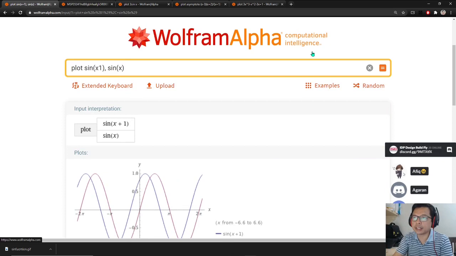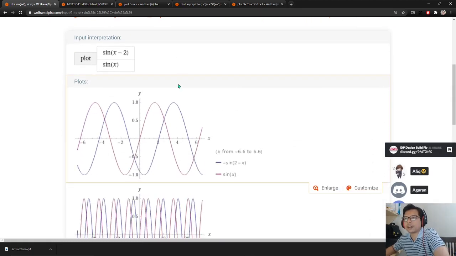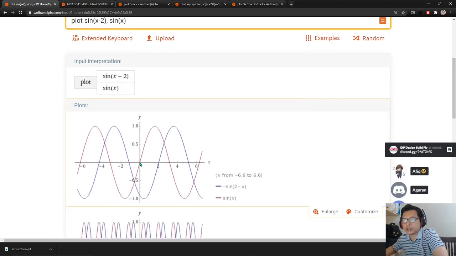I think it's easier to see if, let's say, minus 2. x minus 2, I'm introducing a phase shift of 2. So this is the original sine function, the red one, but I'm introducing a phase shift. With x minus 2, it's shifting the original sine function 2 units to the right. Hope you can see that.